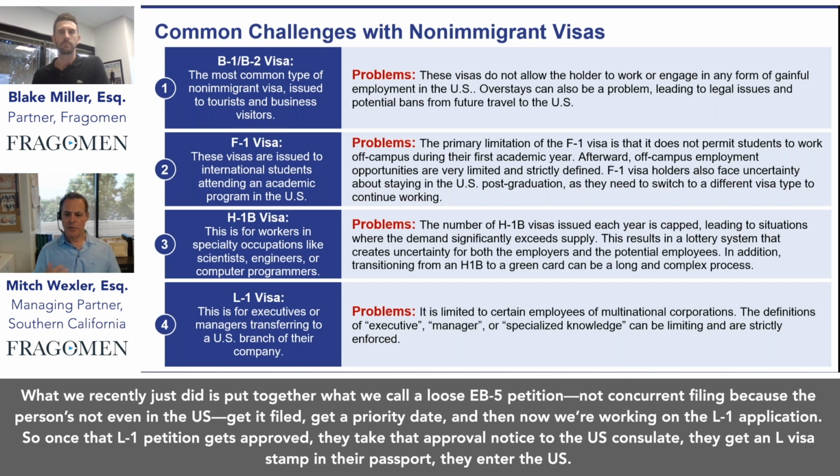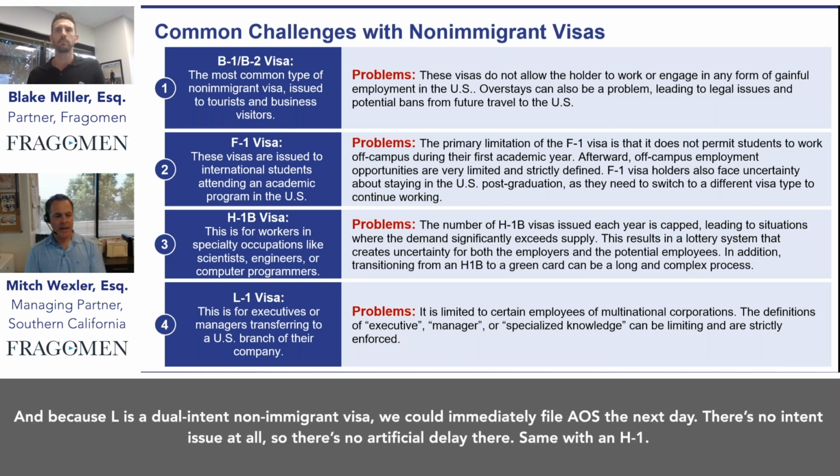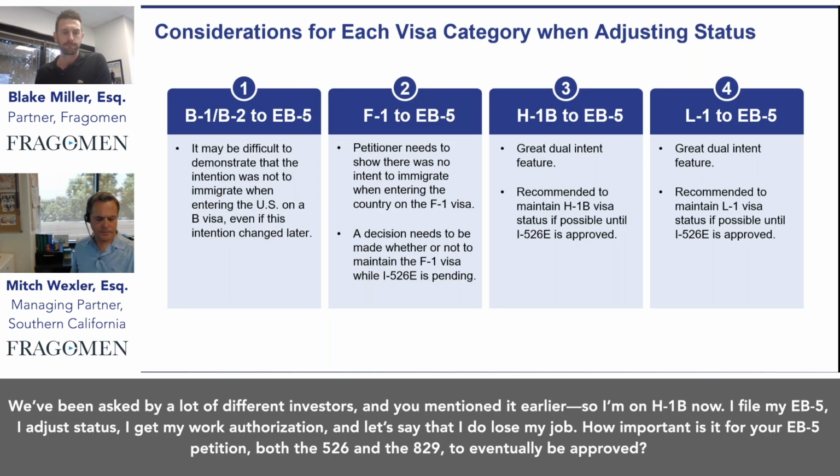And then now we're working on the L1 application. So once that L1 petition gets approved, they take that approval notice to the U.S. consulate. They get an L visa stamp in their passport. They enter the U.S. And because L is a dual intent non-immigrant visa, we could immediately file AOS the next day. There's no intent issue at all. So there's no artificial delay there. Same with an H1. For you guys, we've been asked by a lot of different investors, and you mentioned it earlier. So I'm on H1B now.